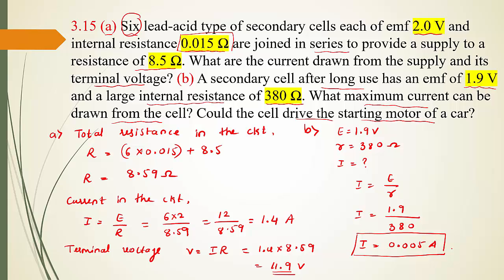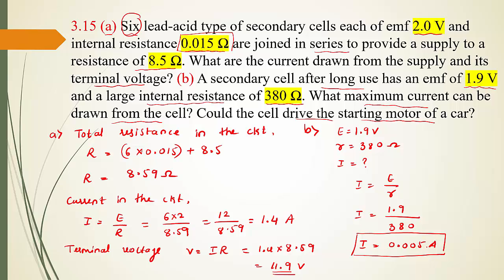The question is, could that cell drive the starting motor of a car? It is impossible to start a motor, because a starter motor or starting motor of a car requires a large current for a few seconds. When you are going to start the motor, you need a large amount of current. So nearly we require 100 ampere of current. But we got 0.005 ampere. This is a very small amount of current. So from this amount of current, it is not possible to drive the starting motor of a car.